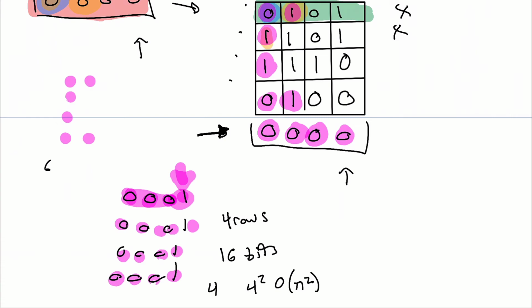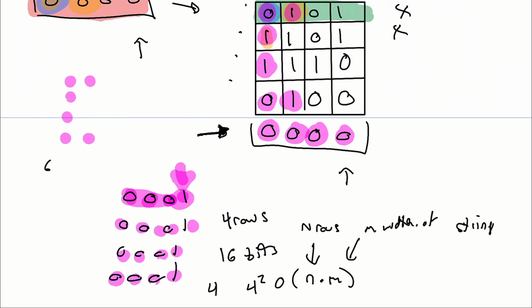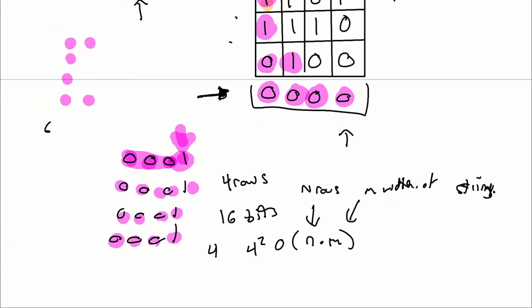scenario. Although actually no, the correct time complexity would be n times m. N is the number of rows, and m is the width of the string. Yes, that's actually correct. Apologies. I guess it's been like 3 months since we did 302. But yeah, so it would be n times m. Why would it not be n squared? Because it just happened to be that here we have 4 rows and 4 bits.